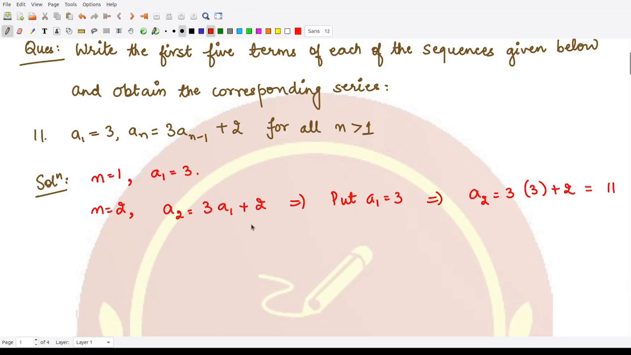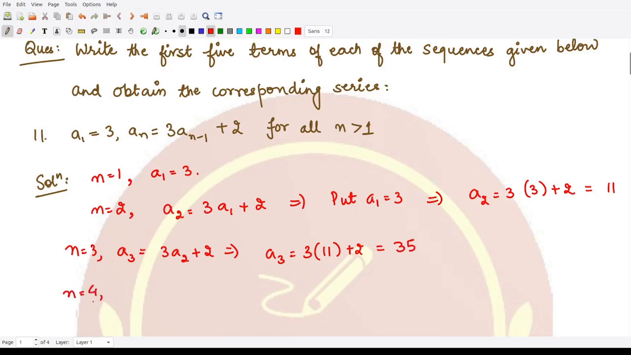For the third term here, we need to substitute n equal to 3, so that we would have a3 equal to 3 times a2 plus 2, right? And what is the value of a2? We know a2's value is 11, so that our a3 would be 3 times 11 plus 2. So it is 33 plus 2, which is 35.